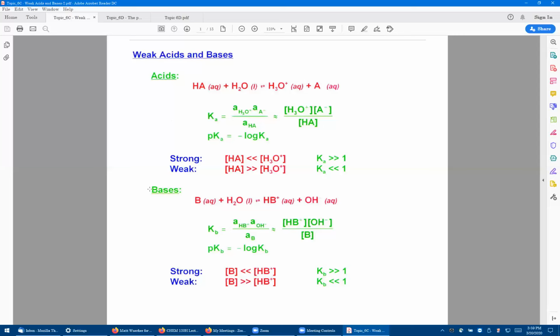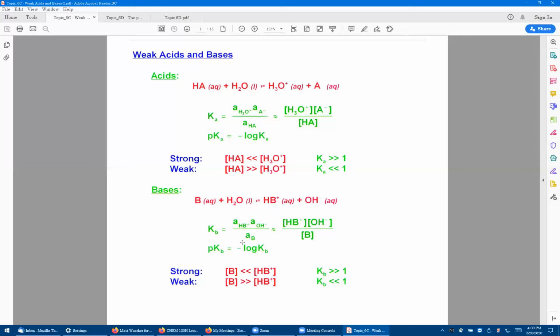Now, bases are just the other way around, of course. Here's a weak base, or any base for that matter, B. Here's water, which acts now as an acid, so that the base B accepts a proton from water to form the conjugate acid of B, which is HB plus, and leave behind the conjugate base of water, which is hydroxide.